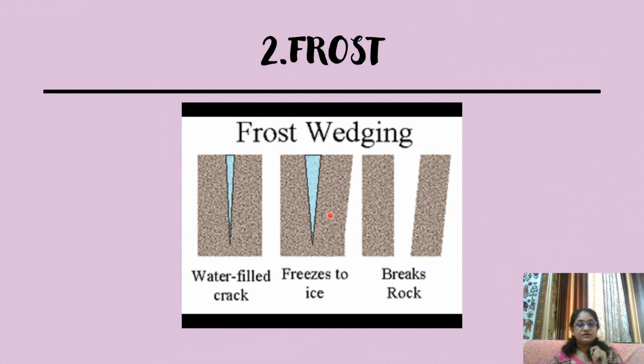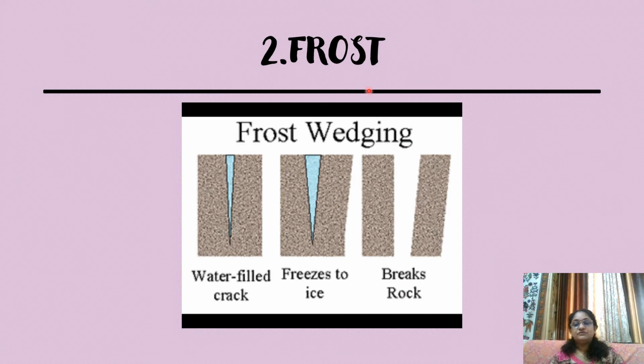Now you must have observed when you keep water in the fridge, in your freezer, you can see how it turns to ice. And when it turns to ice, you'll see how it expands. Now when water turns into ice, it expands. That means it needs more space. Now in between the rocks there is little space. So what happens? The water, when it expands, it creates more space for itself. And when it creates more space for itself, it tries to widen the crack in the rock. And then ultimately the rock breaks. So this is called frost wedging.